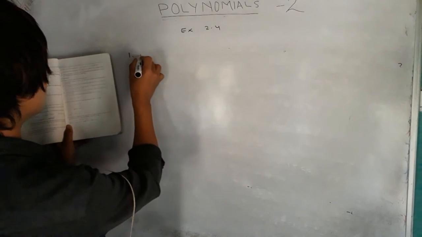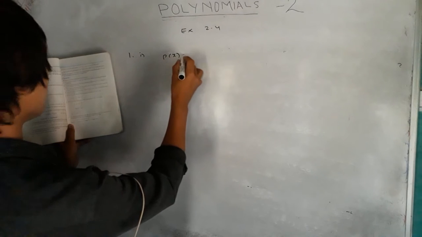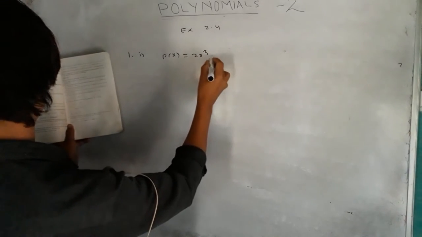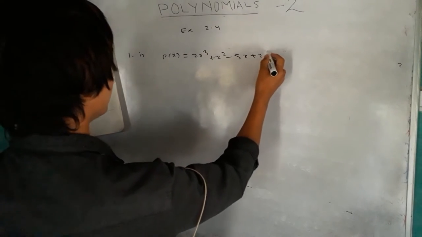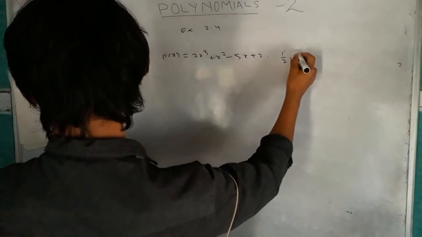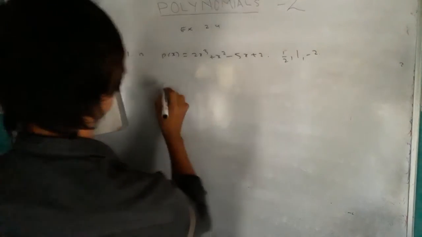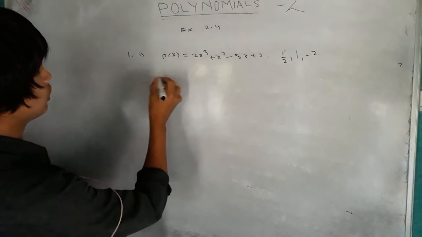So number one, small number one. What is given here? P(x) is 2x cube plus x square minus 5x plus 2. And what is given here? Zeros are given: 1 by 2, 1, minus 2. So we need to only verify the coefficients and the zeros.